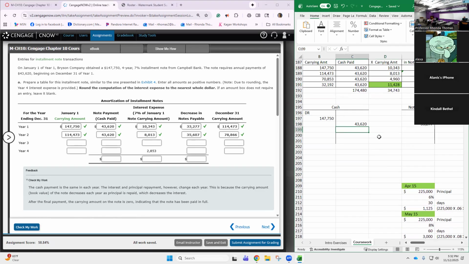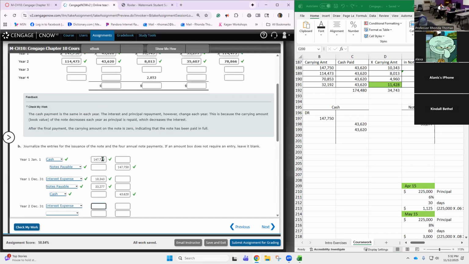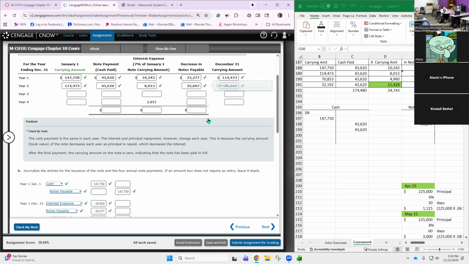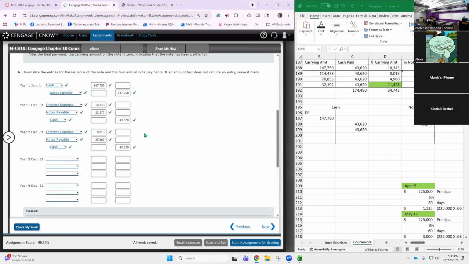All right, we're going to make our next payment. $43,620 goes down in cash. So it's going to look just like this, at least on the bottom. And then we're just going to put in what our schedule says. So we're going to have interest expense of the $8,013, and we're going to pay down on our note $35,607. So that is the second payment of the note.